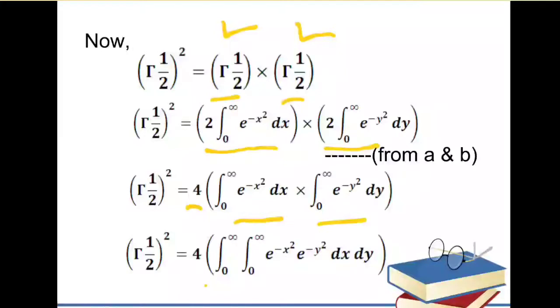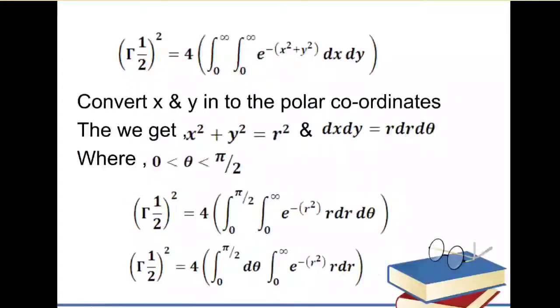So it is integral 0 to infinity, next integral 0 to infinity e raised to the power minus x square into e raised to the power minus y square dx dy. And we know that both contain e raised to the power, so we can add the powers of e. So in the next step, if we add the powers of e, then we get this term.